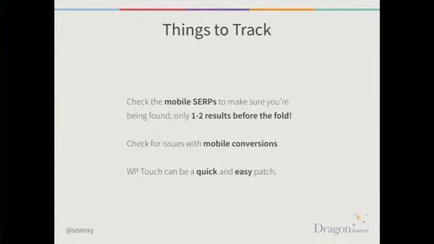You also want to specifically, if you're tracking conversions or events, look at desktop versus mobile. If mobile has a very low conversion rate, but your desktop traffic has a high conversion rate, that's an issue. You need to check into that, check your forms, see what can be done. WP Touch can be a pretty quick and easy patch. It's responsive.